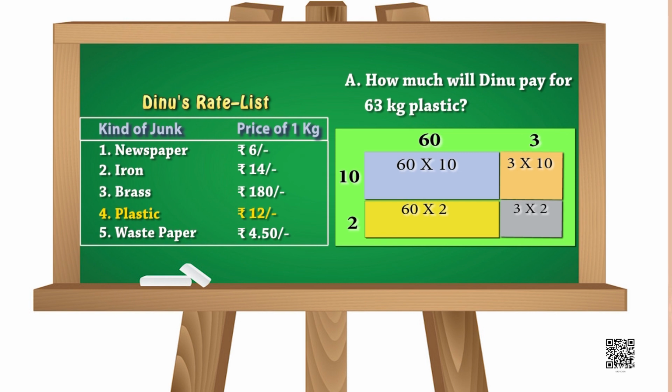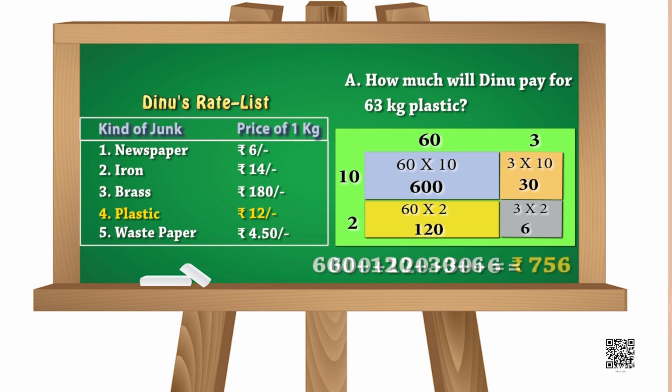So, I get a product of each of these boxes. In the first box I get 600, second box I obtain 30, third box I get 120, the fourth box I get 6. Now, what should I do? I need to add all these 4 boxes in order and the total sum I get is rupees 756.